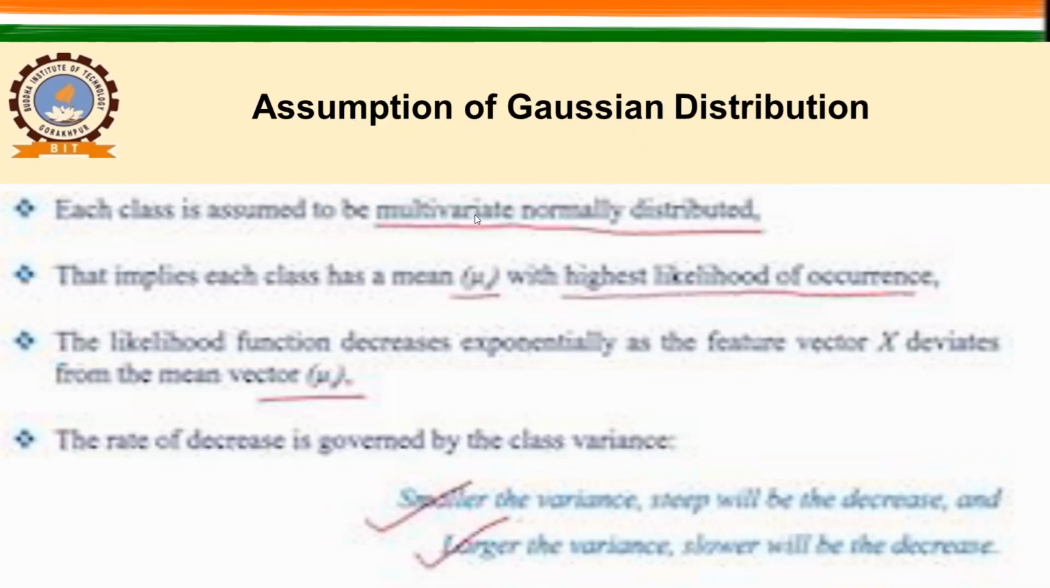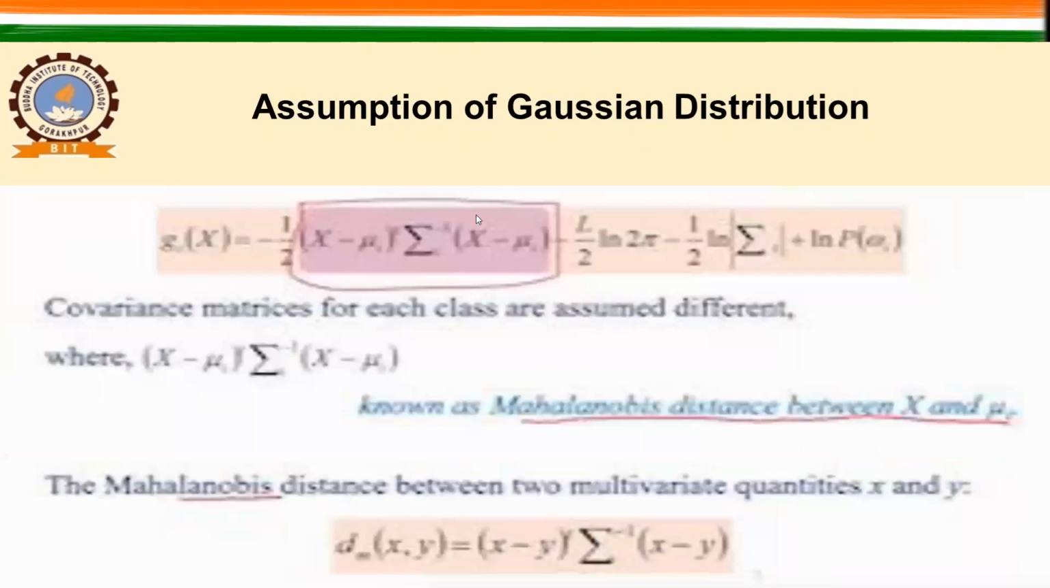So if you look at this side, the covariance matrix for each class is assumed to be different, where you see this particular part of the equation is basically the Mahalanobis distance between x and mu i. Here this is the mean vector. So if you want to calculate the distance using the Mahalanobis distance, then you can use this particular function. Okay.